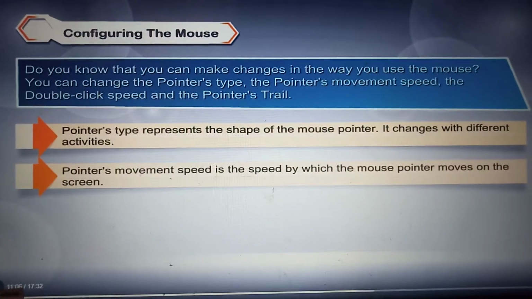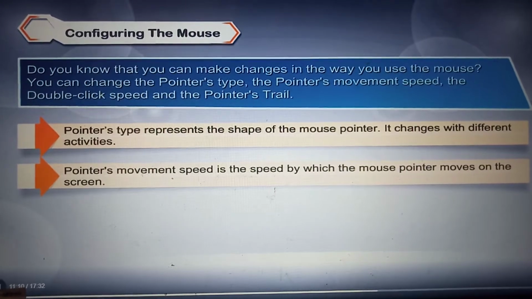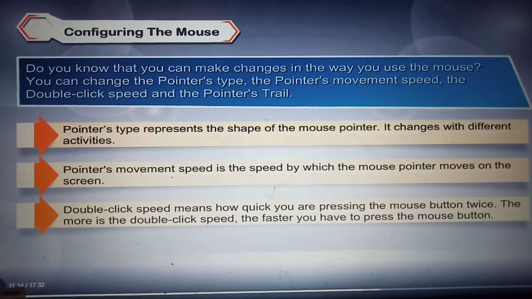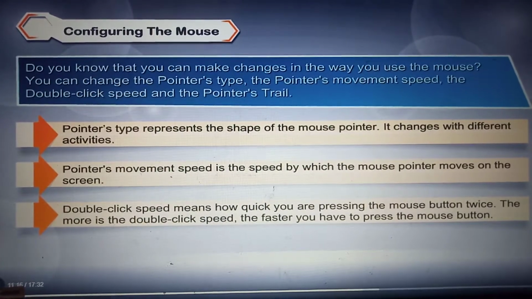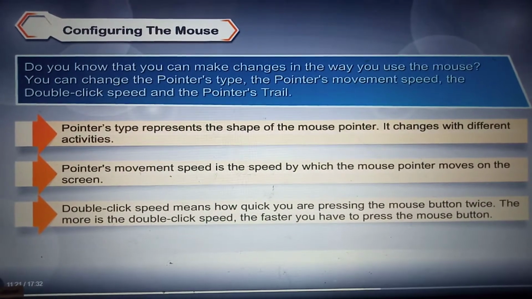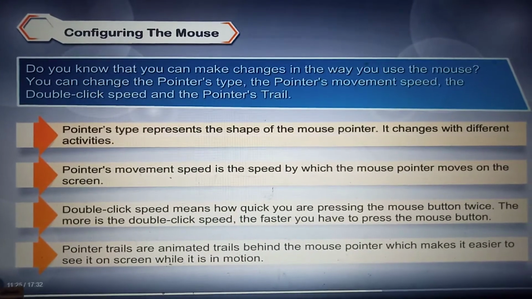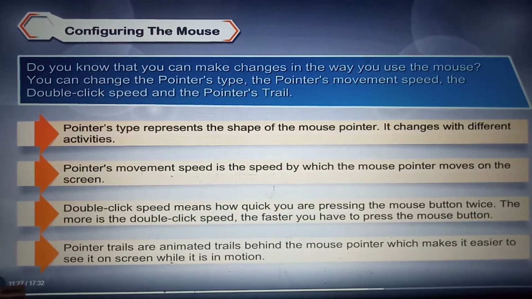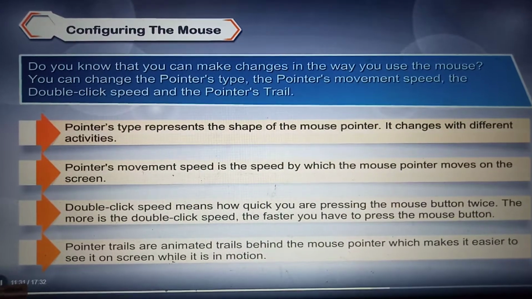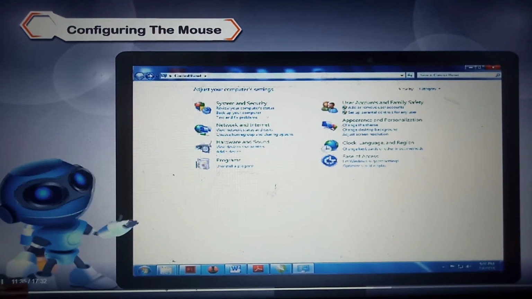Pointer's movement speed is the speed by which the mouse pointer moves on the screen. Double-click speed means how quickly you press the mouse button twice. The higher the double-click speed, the faster you have to press the mouse button. Pointer trails are animated trails behind the mouse pointer, which make it easier to see it on screen while it is in motion. To make changes in the mouse settings, follow the given steps.